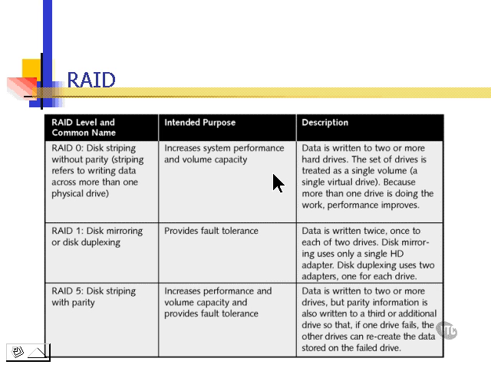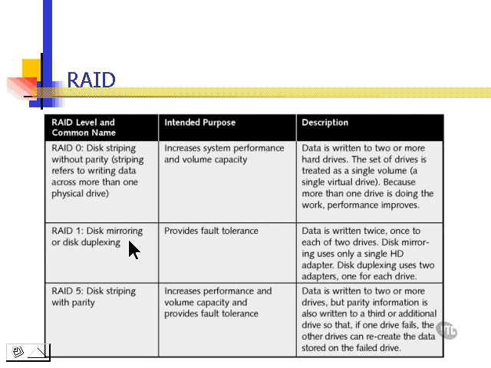But disk striping without parity offers 0 fault tolerance. In fact, that's a good way to remember that. The disk striping without parity, or RAID level 0, offers 0 fault tolerance.